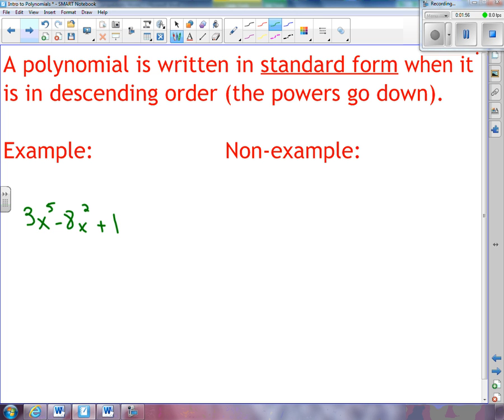A non-example would be, let's say I wrote it in a different order. 1 plus 3x to the 5th minus 8x squared. This is not in standard form because this guy is not first. So you have to write the biggest guy first and then go down. Now you determine which guy is the biggest guy by the power, not by the coefficient. So this 3x to the 5th is first because the 5 is biggest. It doesn't have anything to do with the 3 or the 8.